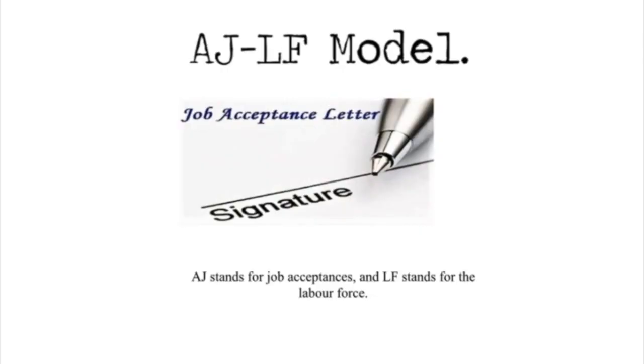The video is for unemployment and focuses on the AJ and LF model. Now, the AJ and LF model would be mostly used as an analytical point regarding voluntary unemployment, and it'd be done via a diagram approach. So AJ stands for job acceptances, and LF stands for the labour force.